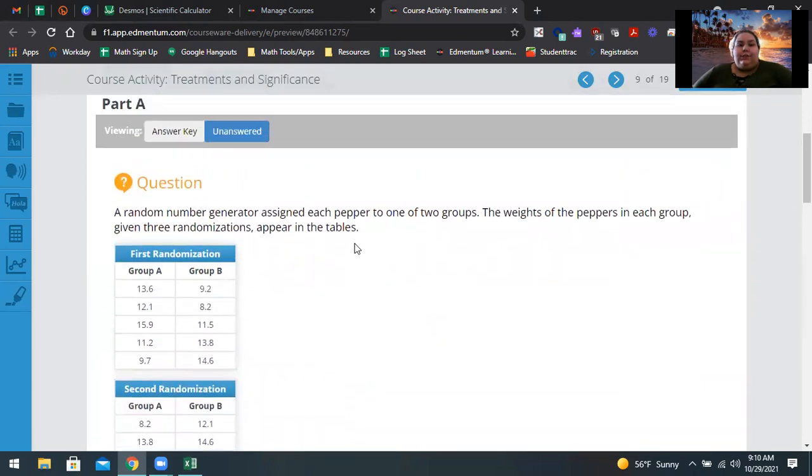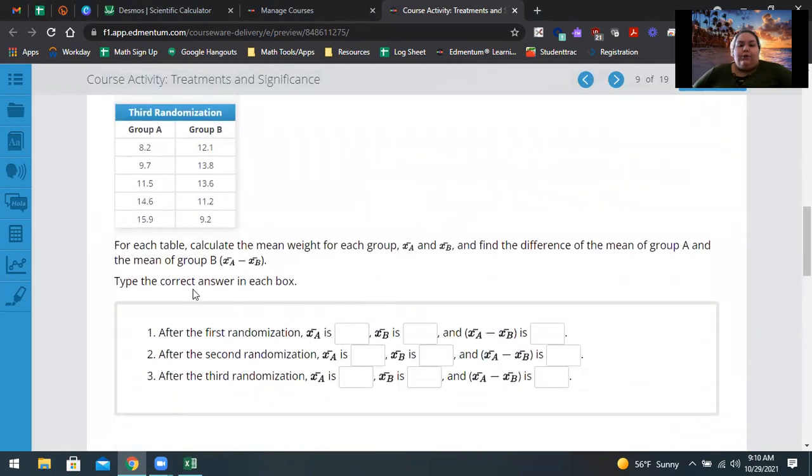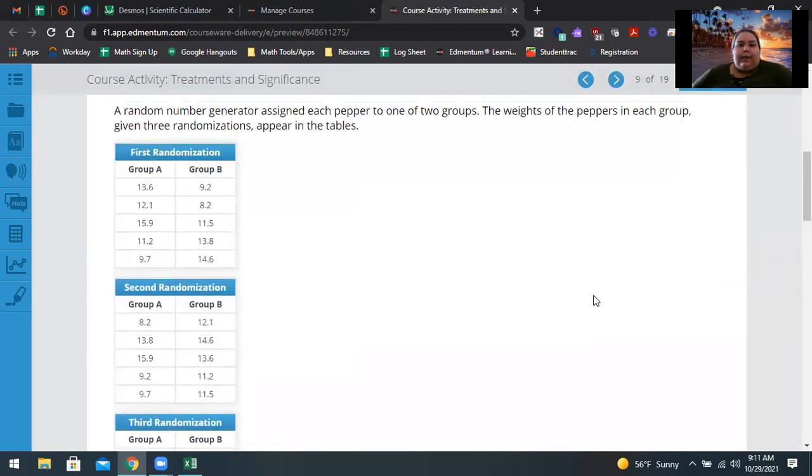So for this first part A, the first task is we're trying to find the mean, or in other words, the average weight of each randomization. So this one is coming from the first table, this is coming in from the second table, and we're gonna go ahead and do the third table. I'm gonna work on the first table with you, and then you're gonna repeat the same process for table 2 and 3.